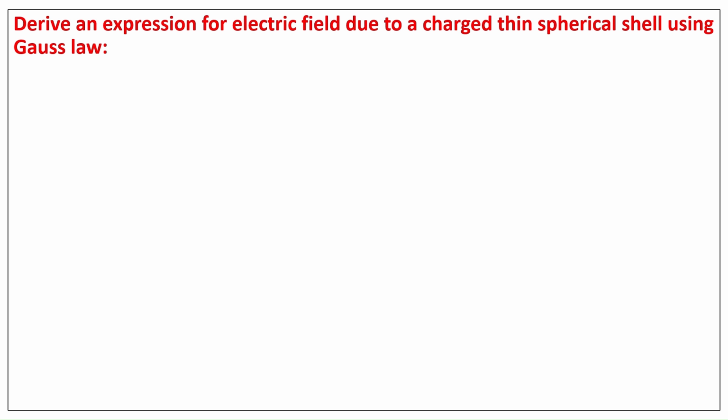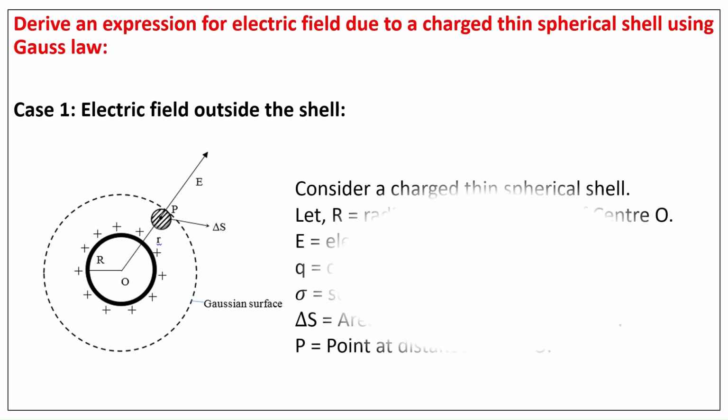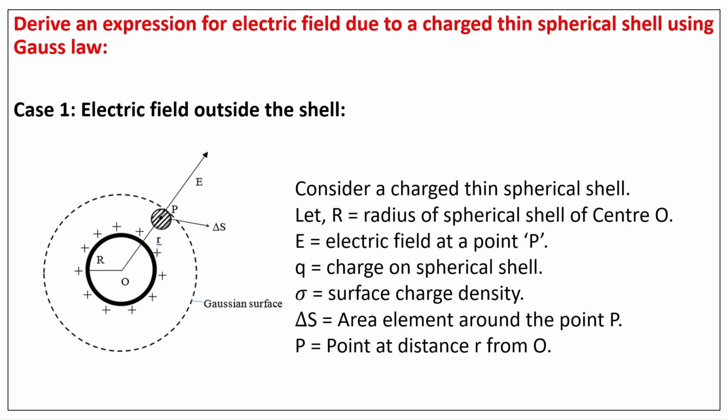Next, application 3. Derive an expression for electric field due to a charged thin spherical shell using Gauss law. Case 1. Electric field outside the shell. Consider a charged thin spherical shell. Let R be radius of spherical shell of center O. E is electric field at a point P. Q is charge on spherical shell.